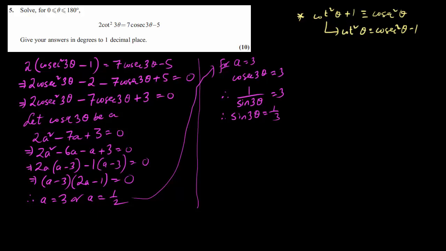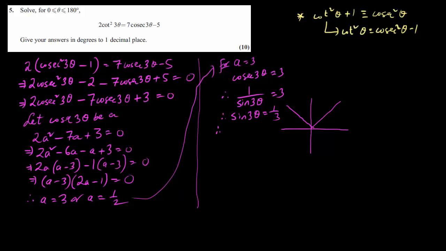Now we have to solve it using the quadrant rule. So first of all, let's draw up the quadrant. Sine 3 theta is positive in the first quadrant and the second quadrant. That is step 1. You see whether sine 3 theta is positive or negative. This one is positive, 1 by 3 is a positive value. So it's in the first quadrant and second quadrant.